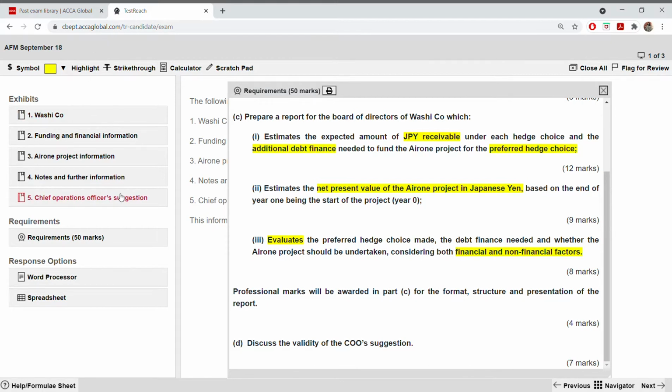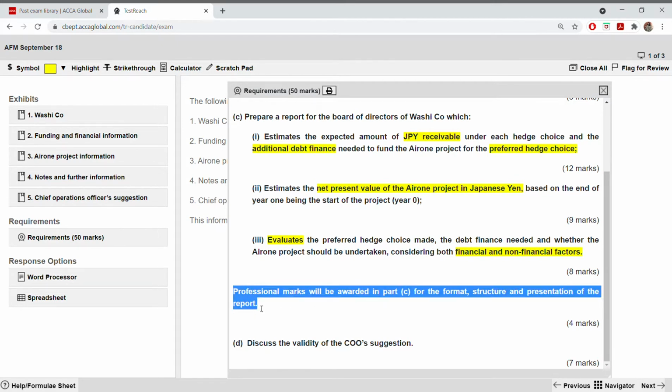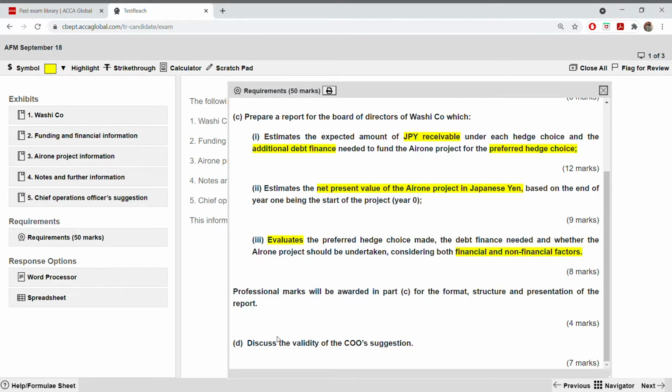And finally, professional marks for the format, structure, and presentation of the report. Part D does not come in the report. Whatever is after this line, the professional marks for the report, whatever questions are there next, does not come in the report. It is a separate question. Discuss the validity of the CEO suggestion. That I'm going to do later, or maybe a part 2 of this video will come if I'm not able to finish section C in the allocated time.